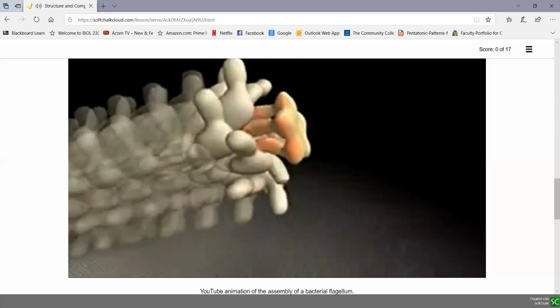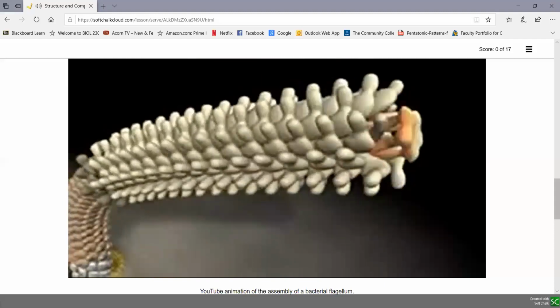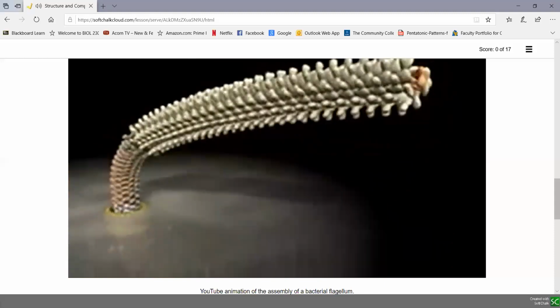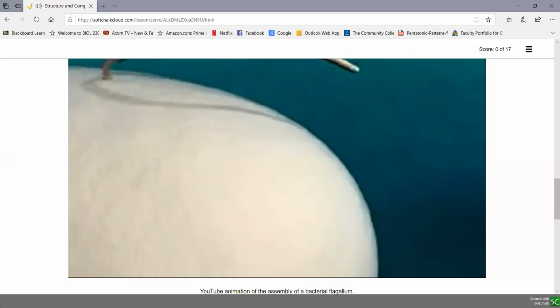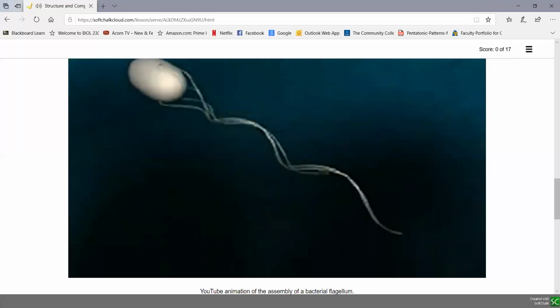So as flagellin comes up, it assembles, and you see the filament gets longer and longer as more flagellin is added to the tips. And of course, by this time, it's already rotating because of the motor inside, and that gets longer and longer until the fully formed flagella is functional.